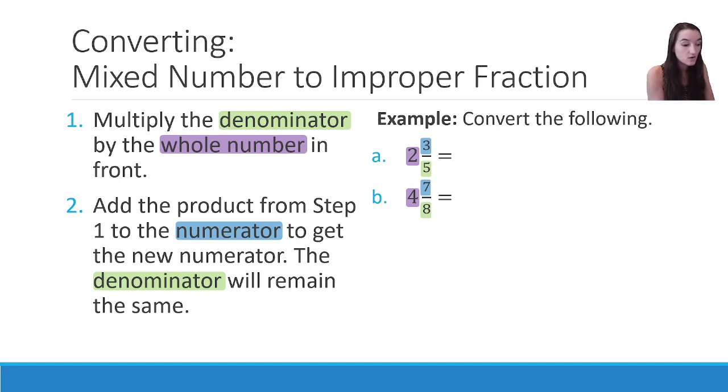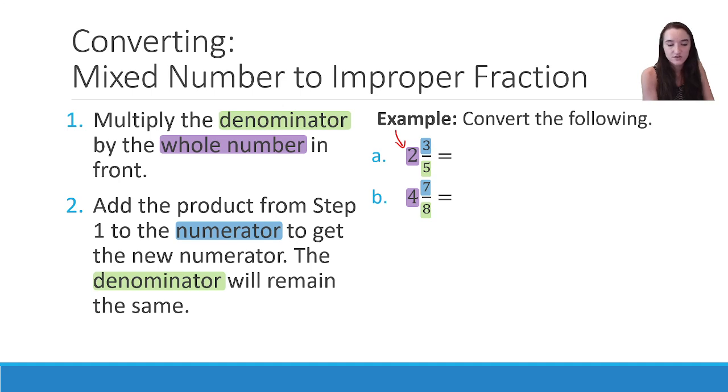To do this, we multiply the denominator by the whole number in front, and then add the product from step 1 to the numerator to get the new numerator. The denominator will remain the same. That's a lot of words for a process that I promise is fairly simple. Essentially, we are taking the 2 in this example and making it into a fraction, but we want it to have the same denominator that the fraction next to it has. So we need to figure out how many fifths are in 2.